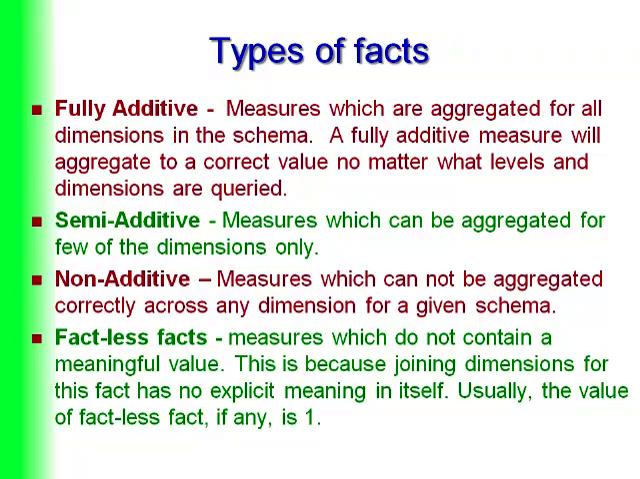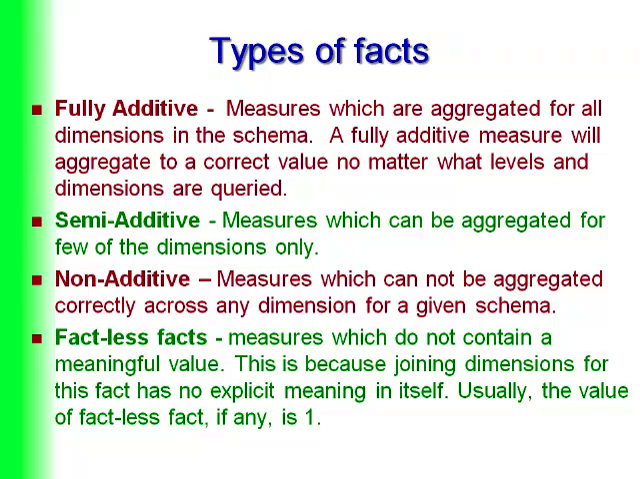Measures which are aggregated for all dimensions in the schema are termed fully additive measures or fully additive facts. A fully additive measure will aggregate to a correct value no matter what levels and dimensions are queried, because we are considering all the dimensions. Semi-additive facts are measures which can be aggregated for a few of the dimensions only. Instead of taking all dimensions, if we consider only measures pertaining to certain kinds of dimensions, then we call the fact a semi-additive fact.